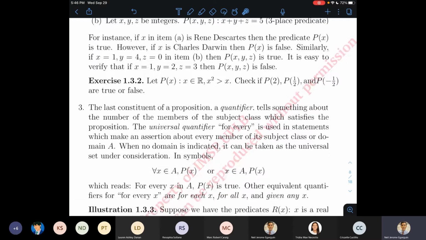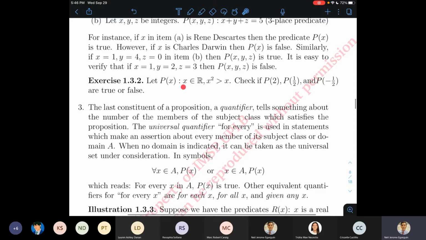So let's see example 2 here, or exercise 2. So P of x coming from the set of real numbers. So R would be our domain for the predicate, the set of all real numbers. Our statement P about x is x squared greater than x. And then here you are asked if P of 2, P of 1/2, and P of -1/2 is true or false. So anybody want to answer? Ano yung, what's the truth value of P of 2?